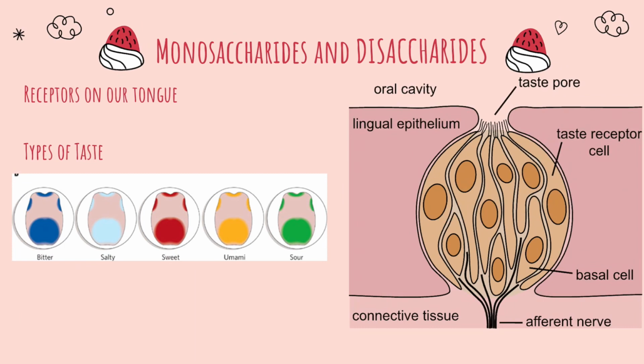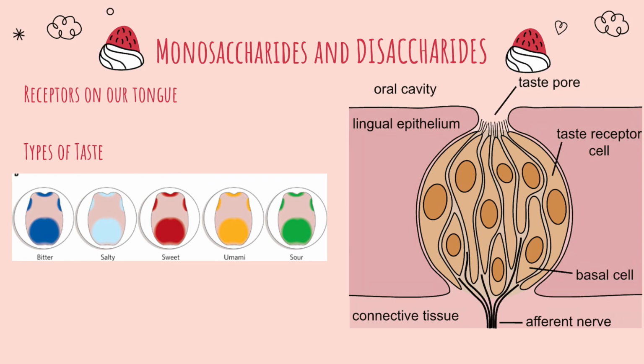Now, going into monosaccharides and disaccharides, we have specific taste receptors on our tongue that detect whether we like something or we don't like something. So if you bite into a Granny Smith apple, me personally, those are super sour to me, and I don't really like them. And my taste receptors, they pick up on that.